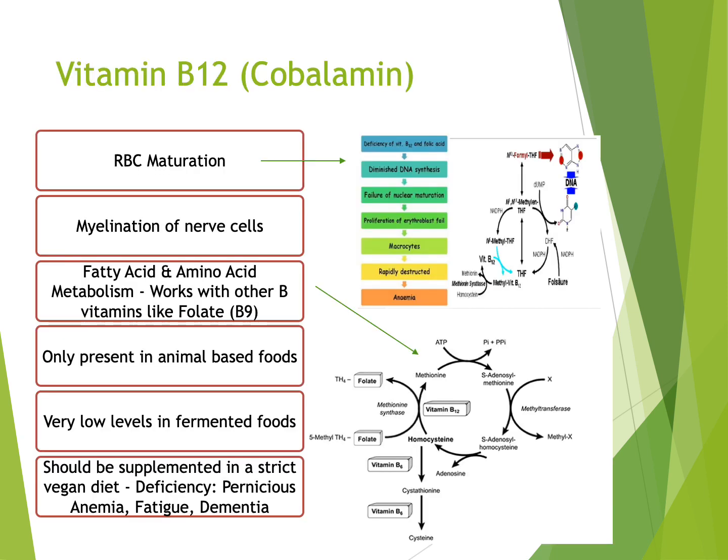In here you have some more characteristics of vitamin B12, like RBC maturation, myelination of nerve cells, as we already discussed, fatty acid and amino acid metabolism. This vitamin can also be present in fermented foods, but in very small quantities. And once again, if you're vegan or following a strict plant-based diet, you should supplement vitamin B12 to avoid deficiency problems like anemia, fatigue, and dementia.